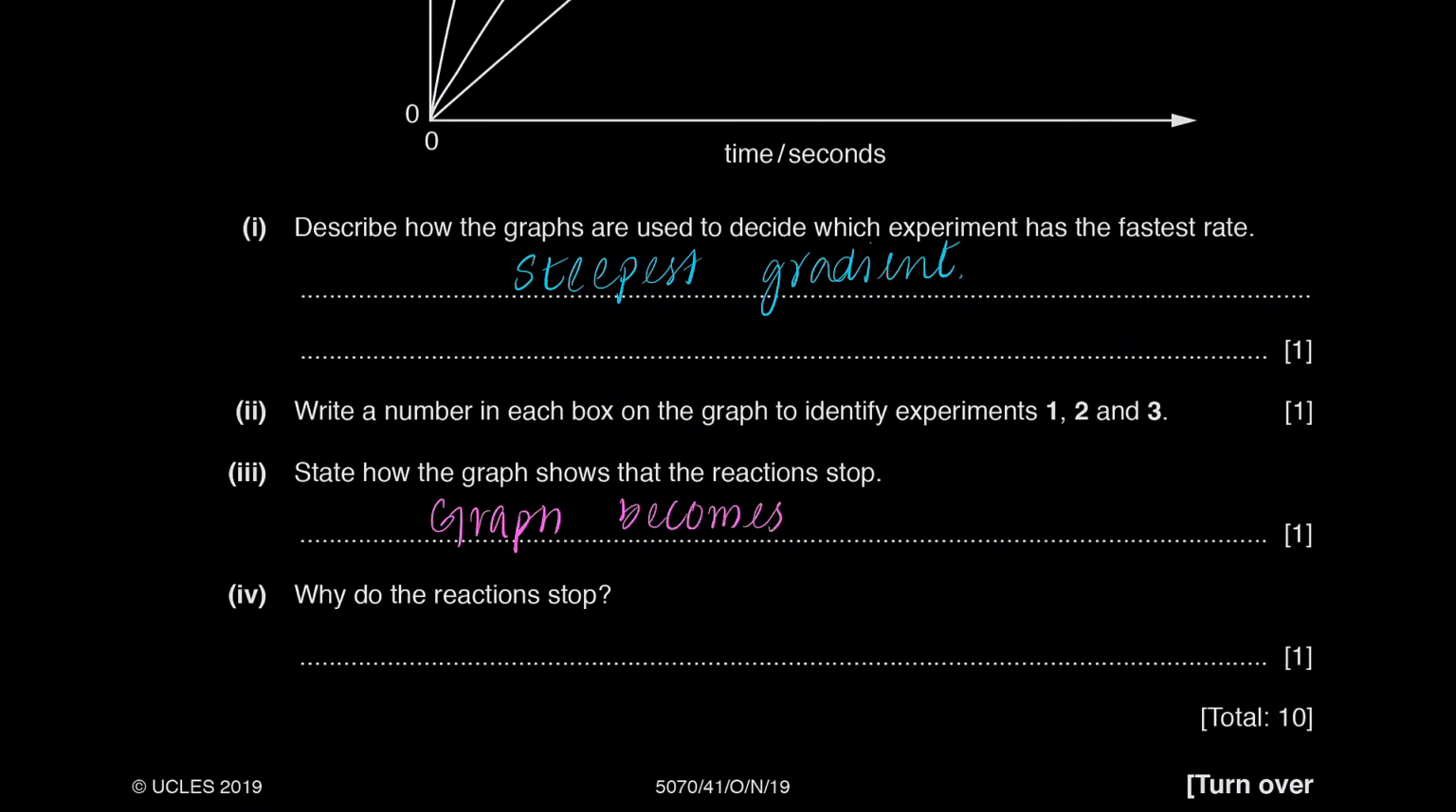Becomes flat or horizontal. Why does the reaction stop? Now you can't say calcium carbonate was finished, right? Because the calcium carbonate, remember, it's in excess. That's what the question is saying. We ran out of acid. Or I should say, all the acid reacted.